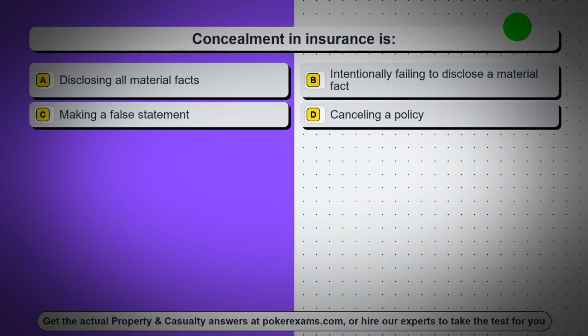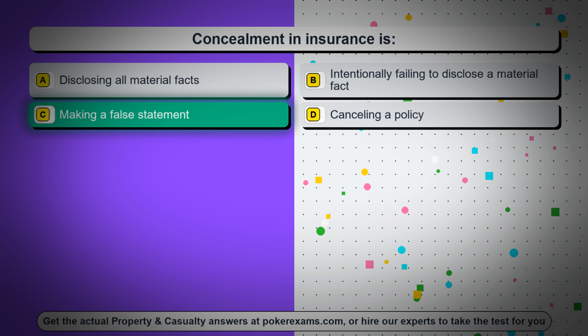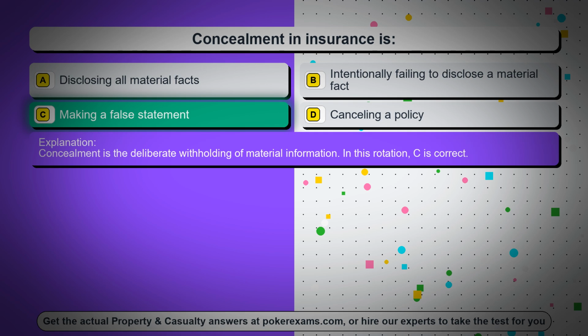Question 46. Concealment in insurance is: option A, disclosing all material facts. Option B, intentionally failing to disclose a material fact. Option C, making a false statement. Option D, canceling a policy. The correct answer is option C, making a false statement. Concealment is the deliberate withholding of material information. In this rotation, C is correct.